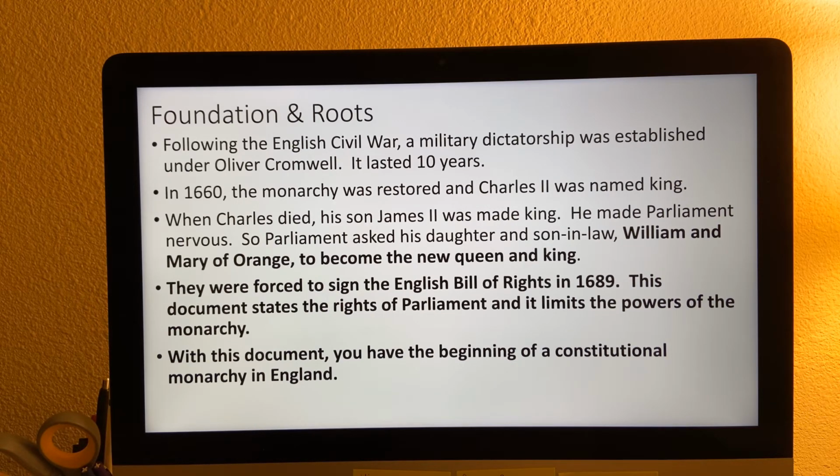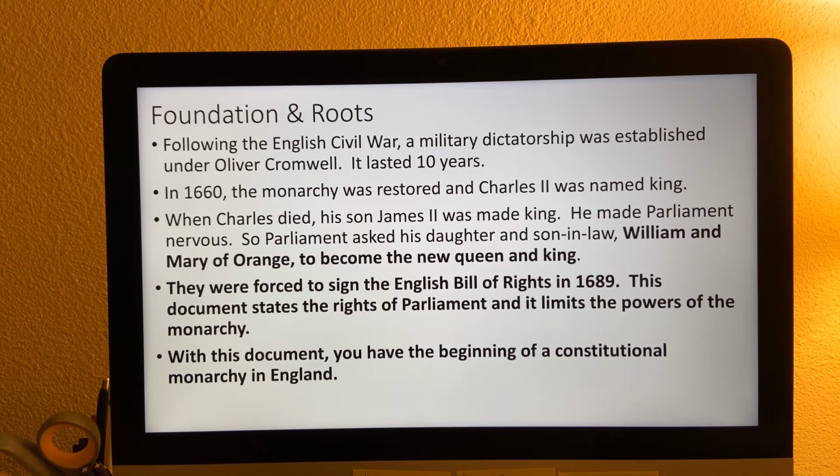And this is extremely important as well, because up until this point, the monarchy has been an absolute monarchy. You'll remember that an absolute monarchy means that the king or queen can do whatever they want to do because they have absolute power. With the writing and the signing of the English Bill of Rights, we have the establishment of constitutional monarchy in England, which means that the king and queen cannot do whatever they want anymore. They are limited in their power.